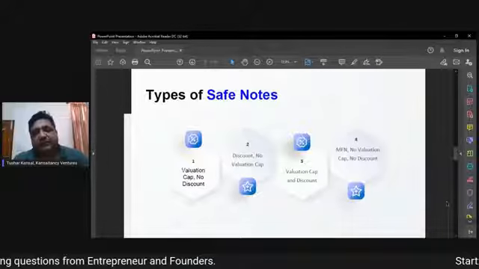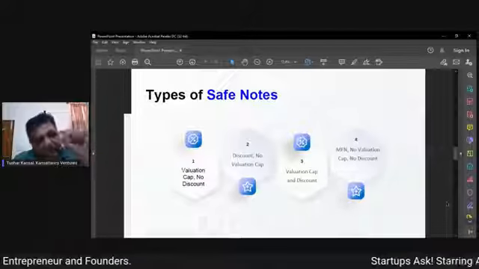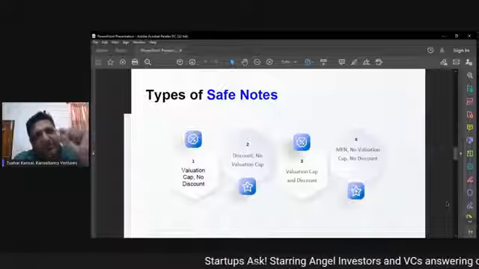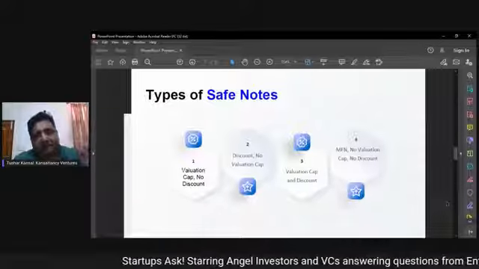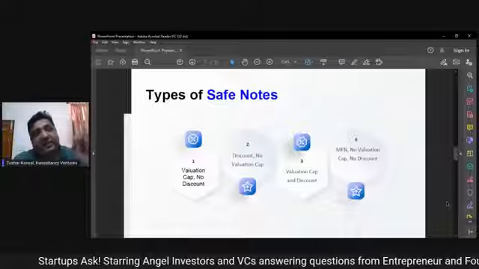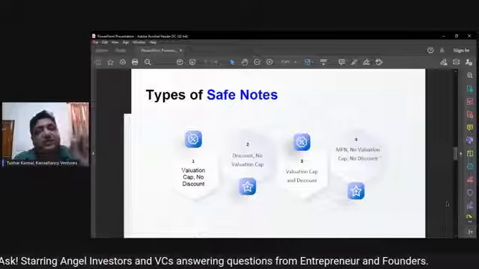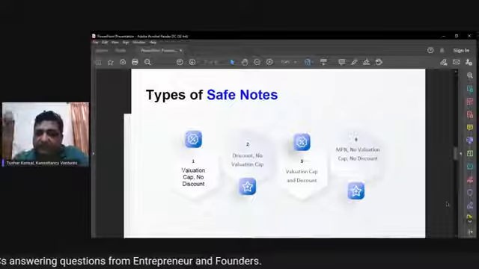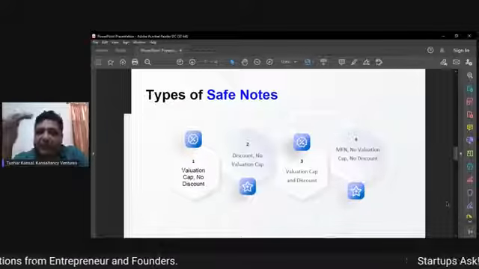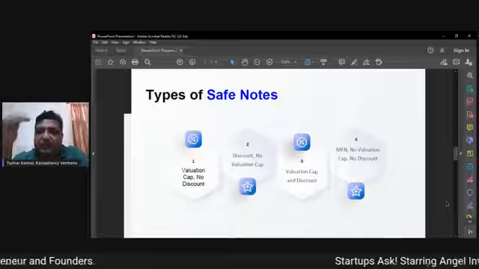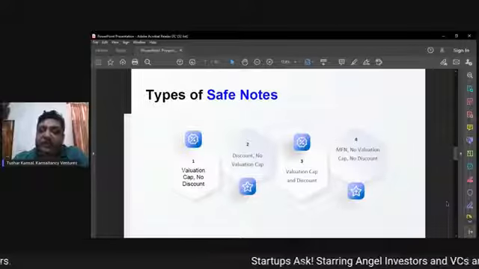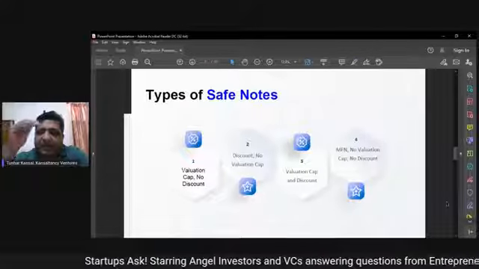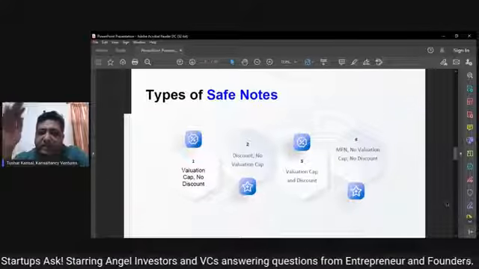Valuation cap means that the investor writes a valuation number that the valuation wouldn't be higher than this. So the investor gets a benefit, and the founder also gets a benefit because the valuation is written there as a cap that it can't be more than this. The investor is more benefited. Then no discount, so there is no 5%, 20% discount.